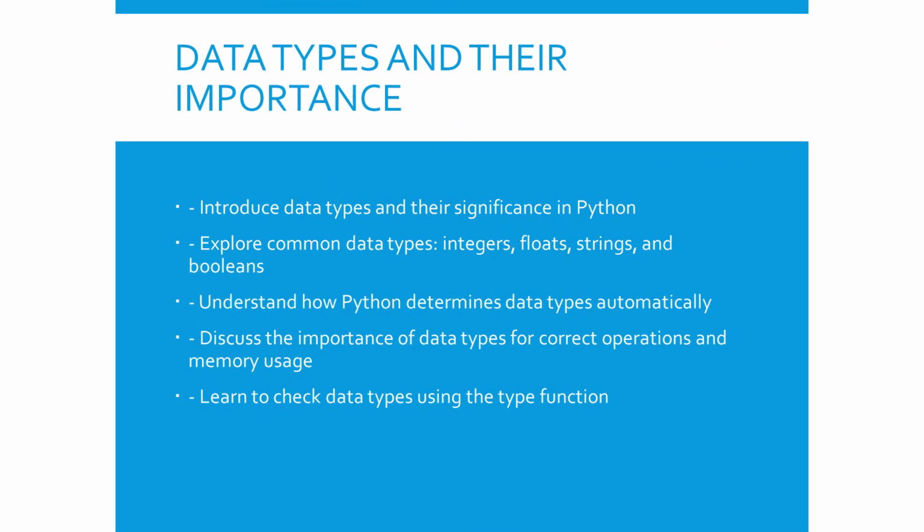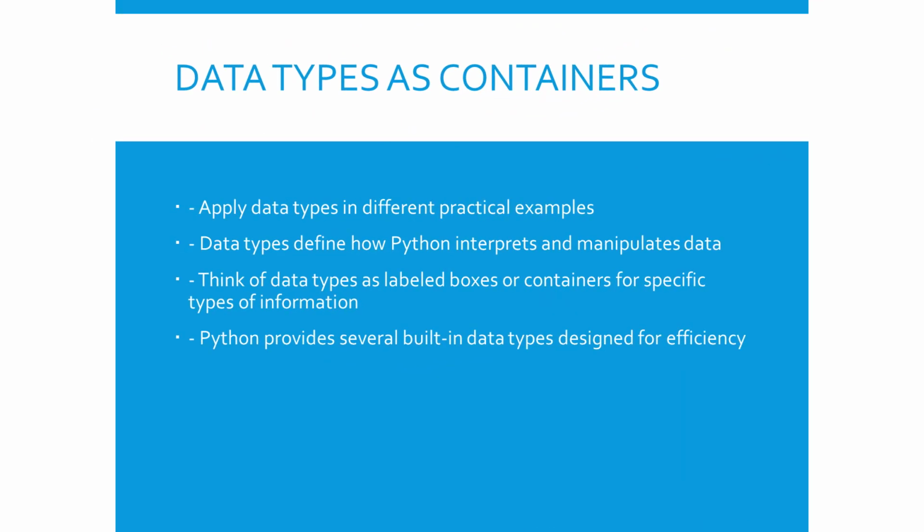So what will we be doing? We'll be introducing data types and their importance in Python. We'll be exploring common data types such as integers for whole numbers, floats for numbers with decimal points, strings for text data, booleans for true-false values. We'll try to understand how Python determines data types automatically. We'll discuss why data types matter for correct operations and memory usage. And we'll learn how to check data types using the type function. Then we'll be applying data types in different practical examples.